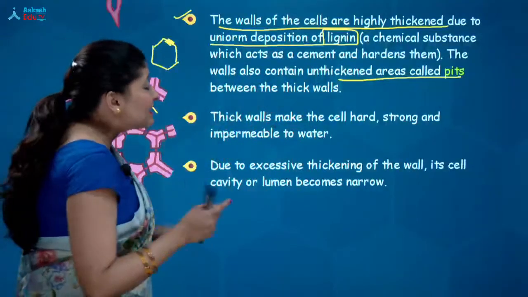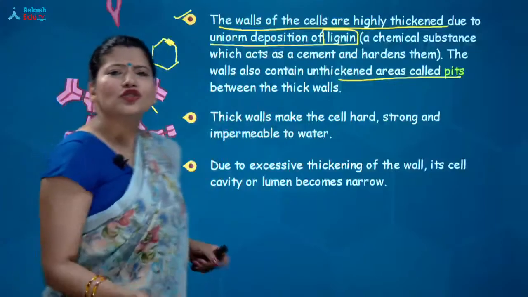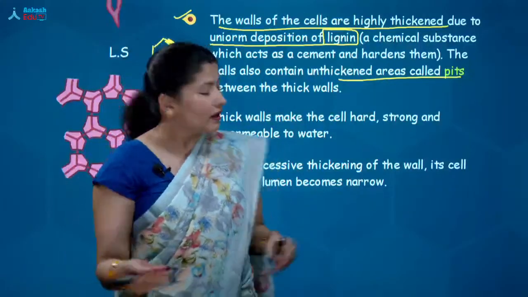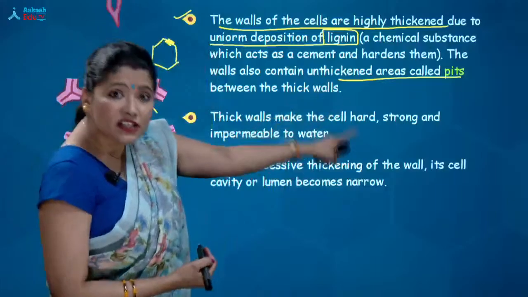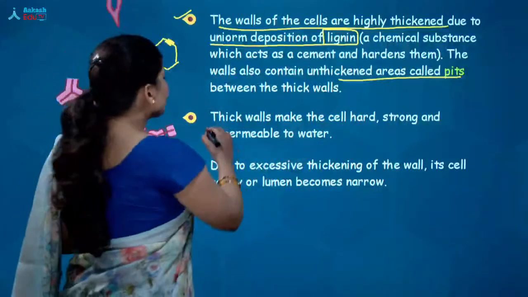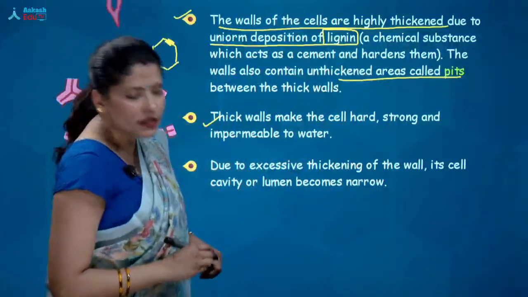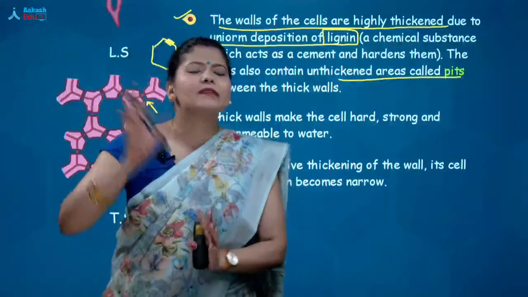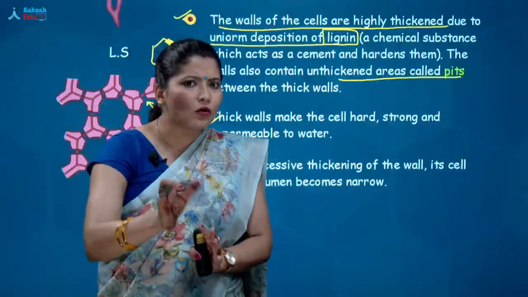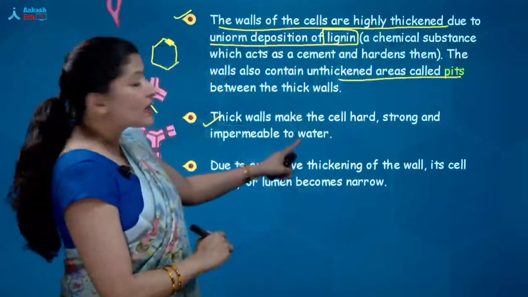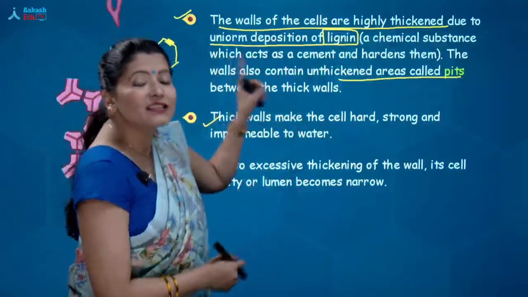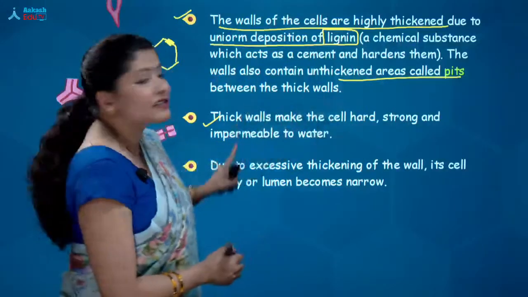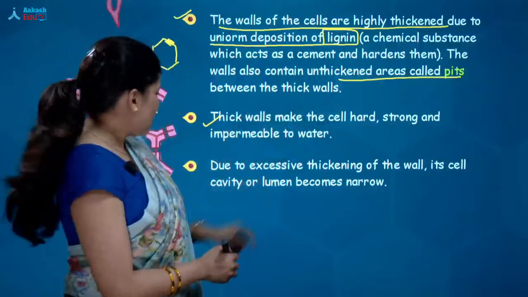Thick walls make the cell hard. So what is the function? Why has it become so thick? To make it hard, to make it strong and impermeable to water. Yes, so it is impermeable to water. If I say that transpiration will happen from here, would it allow? No. Why? Because what is its cell wall like? That is hard, that is strong and it is impermeable to water.